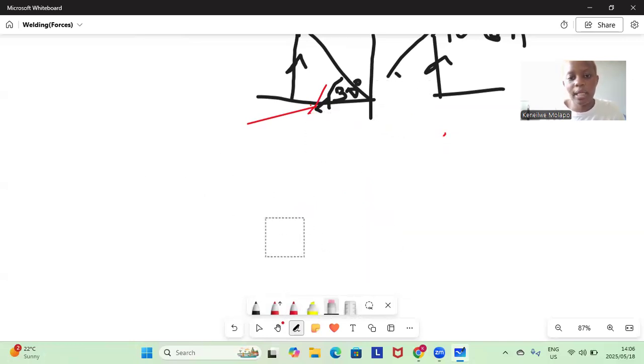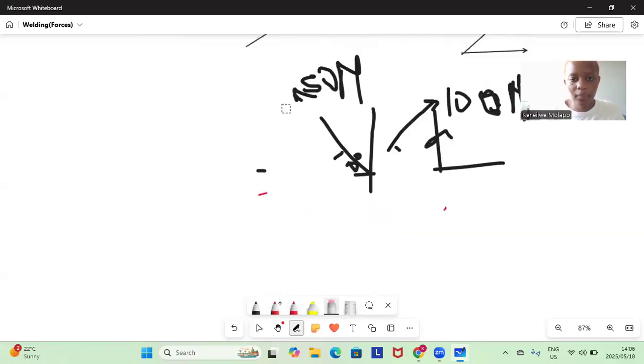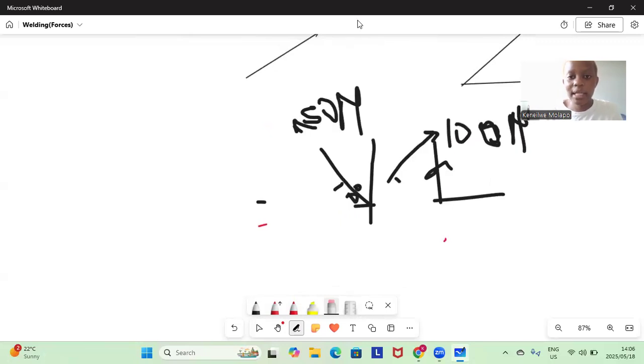So I think we are done with the triangle of forces. Now let me give you an example for the parallelogram of forces.